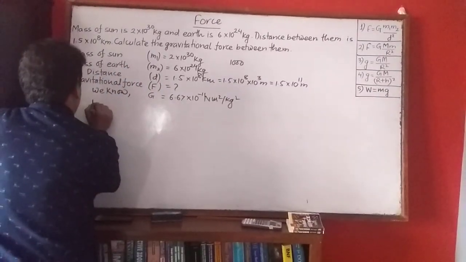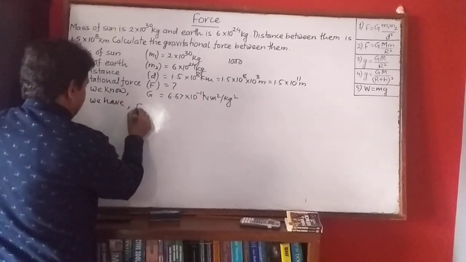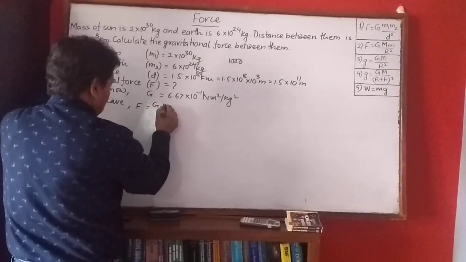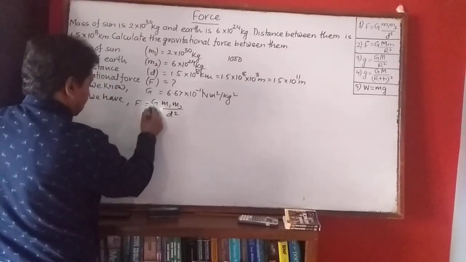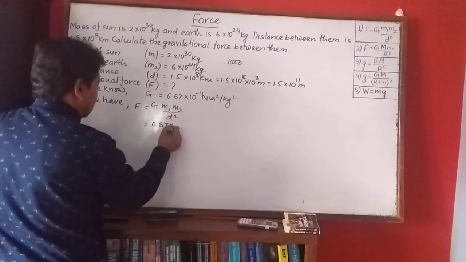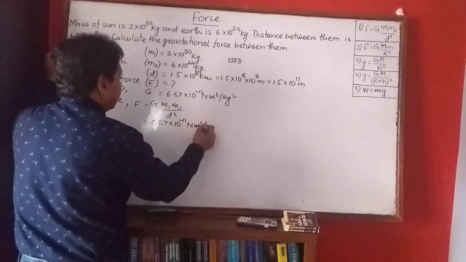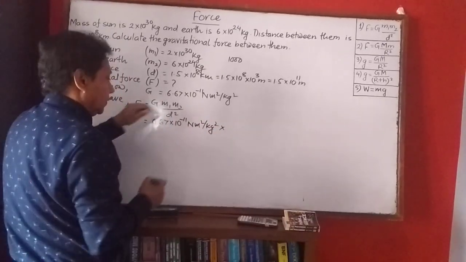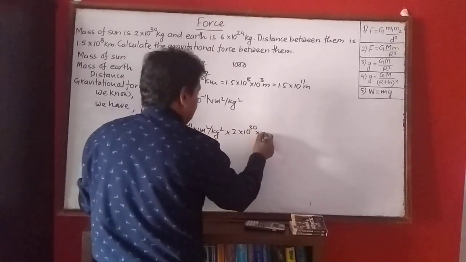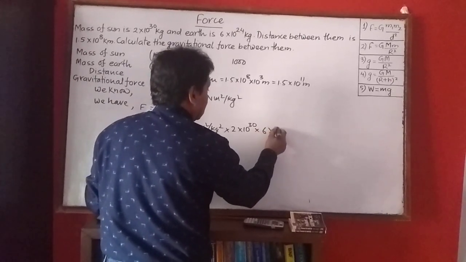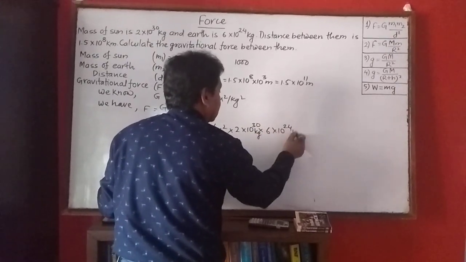Now after this, we have F equal to G m1 m2 by d square. We are using this equation, and this is equal to, the value of G is 6.67 into 10 to the power minus 11 Newton meter square per kg square into, the value of m1 is 2 into 10 to the power 30 and m2 is 6 into 10 to the power 24. This is kilogram. This is also kilogram.